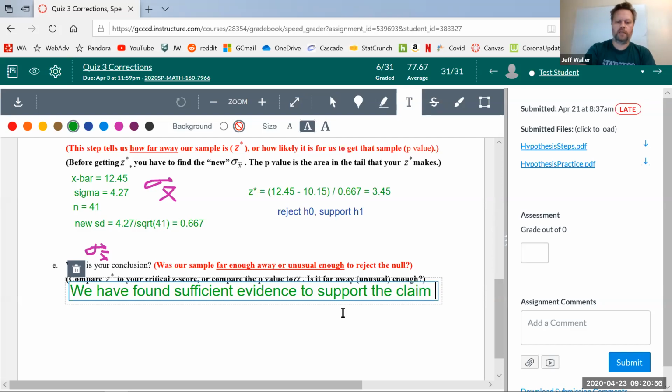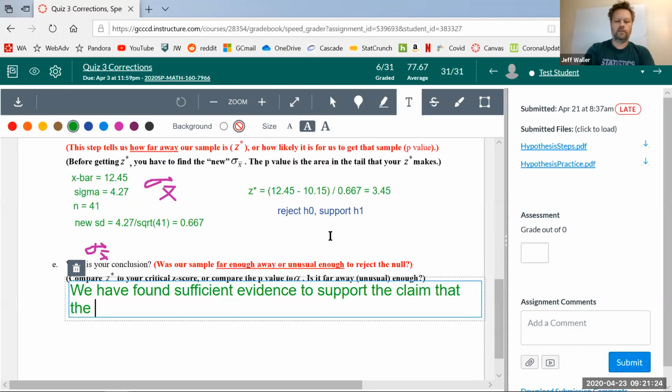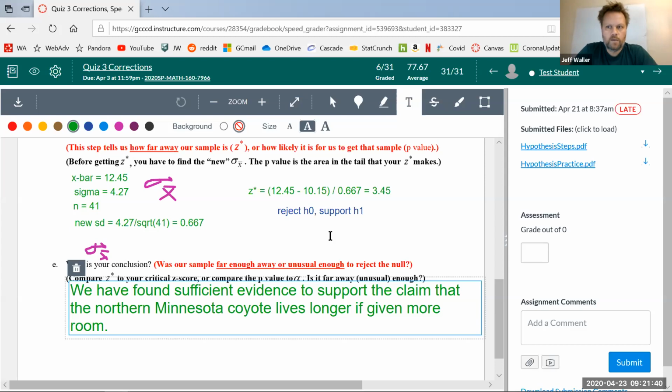The claim that, and now, just to placate my English professor, let me say this. I'm going to plagiarize this one time because I have to talk about the claim. So what was the claim? We have found evidence to support the claim that the northern Minnesota coyote lives longer if given more room to roam. I like it.